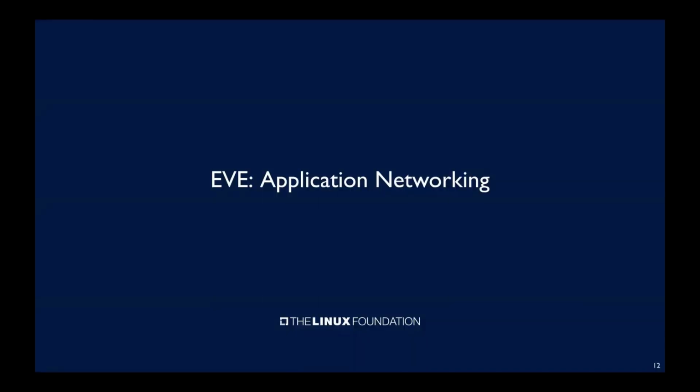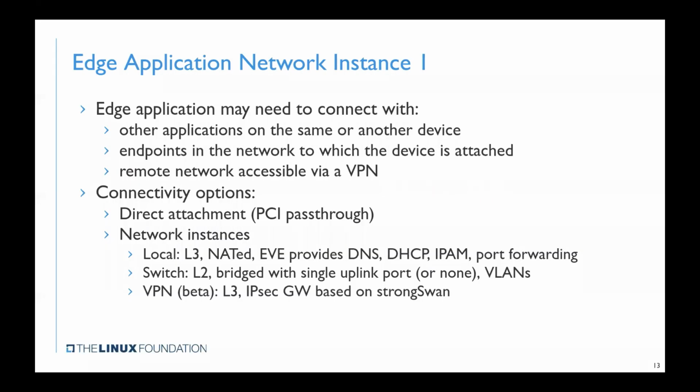Right. And so now we are moving from device connectivity to application networking. Applications need networks to connect either between each other on the same device, or maybe with some external endpoints, either somewhere in the enterprise network or even in the cloud. And in that case, maybe even VPN is needed. So for all these cases, we provide several connectivity options. One of them is a direct attachment of a network adapter or PCI pass-through.